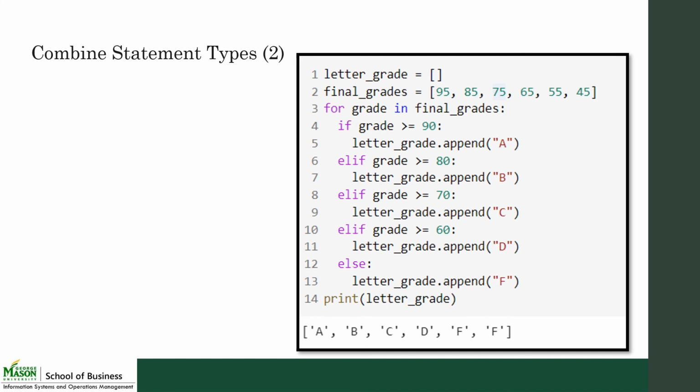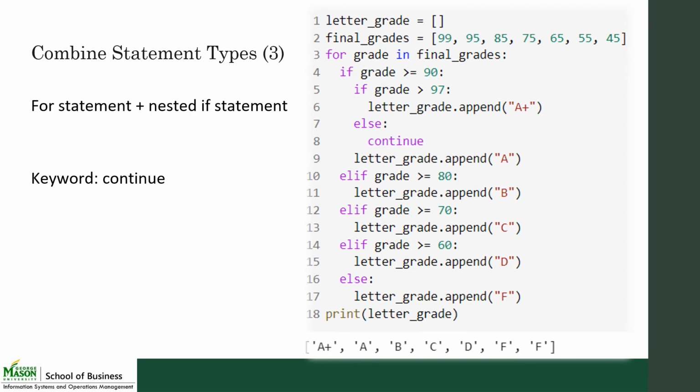Once every grade has been iterated on, line 14 will display the letter grade list. This print statement is not part of the for suite, nor is it part of the if-elif-else suite. It is simply a print statement that will display the information that occurred inside the suite above.